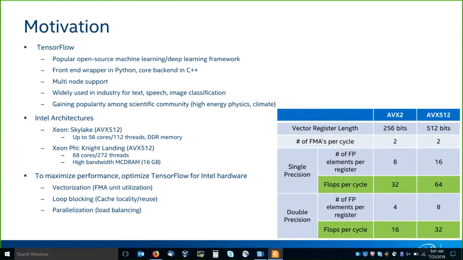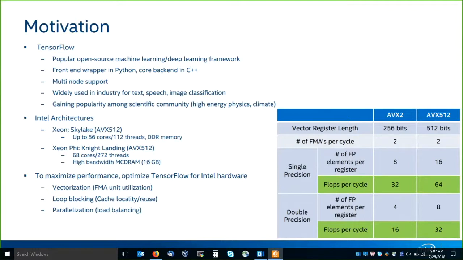For people who are not really familiar with AVX and AVX512, I put a small table on the right to give you a comparison. AVX2 was the previous generation, which stands for Advanced Vector Extension, where the register length was 256 bits. With AVX512, we doubled the register width as well as the number of registers available on the processor itself. The register width is now 512 bits, and the number of FMAs you can do remains the same, but since the vector register is doubled, you can do more flops per cycle. Essentially you can do 64 floating point ops per cycle for single precision, and for double precision you can do 32.